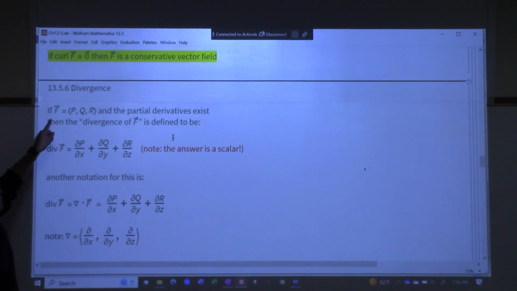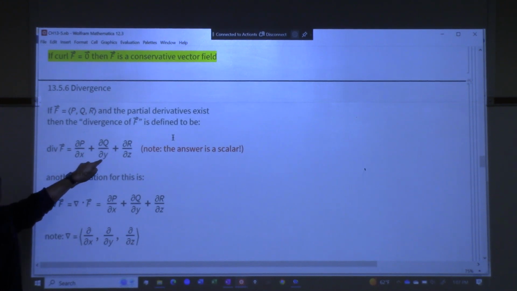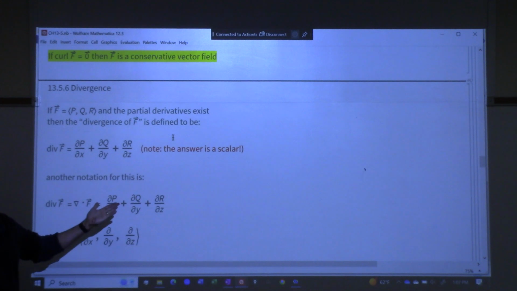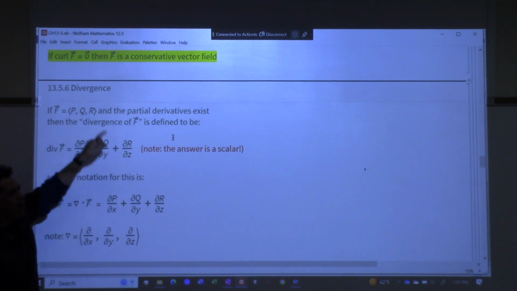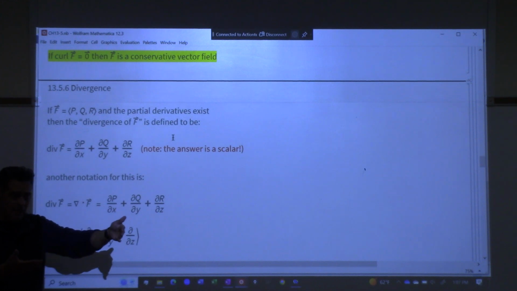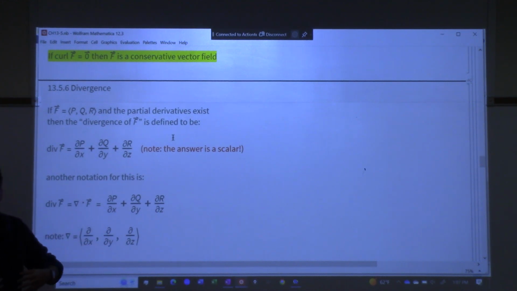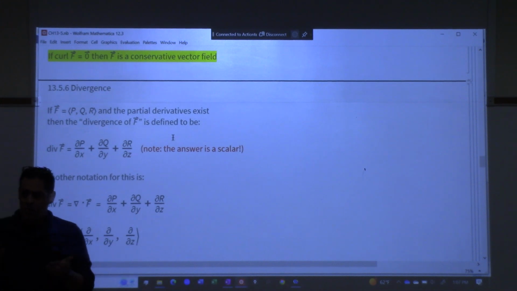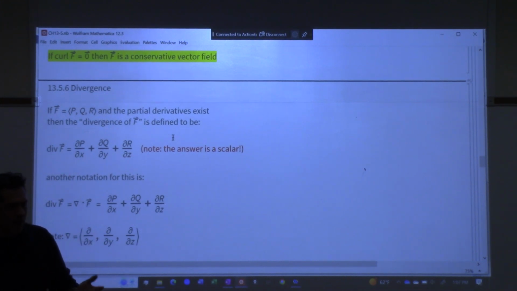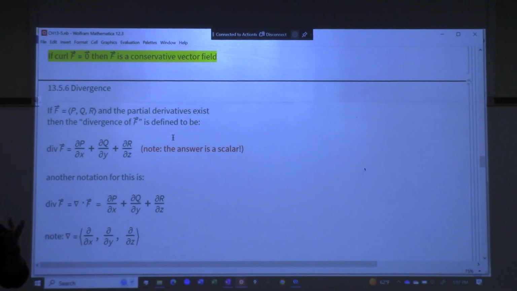So the divergence of a vector field, if you're given a vector field, P, Q, R, 3-dimensional vector field, and the partial derivatives exist, then the divergence of that vector field, which we denote div f, is just the partial of P with respect to x plus the partial of Q with respect to y plus the partial of R with respect to z. So all you're doing is taking the derivatives of P, Q, and R respectively with respect to x, y, and z, and just adding those up. And so you get a scalar out. Remember when we did the curl, you get a vector out, right? That has to do with the axis of rotation of something. So your answer here will be a scalar.